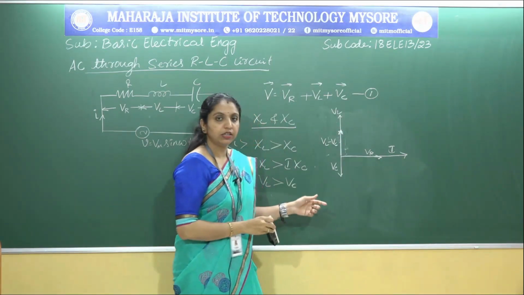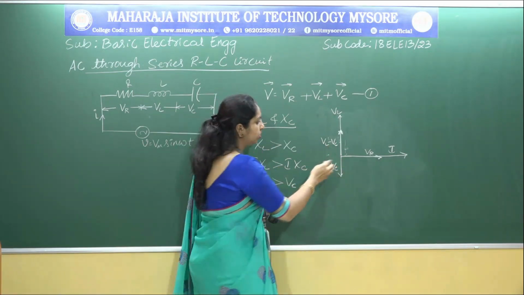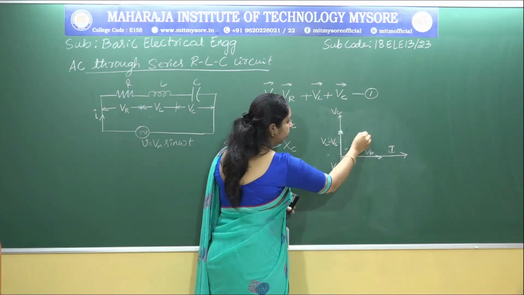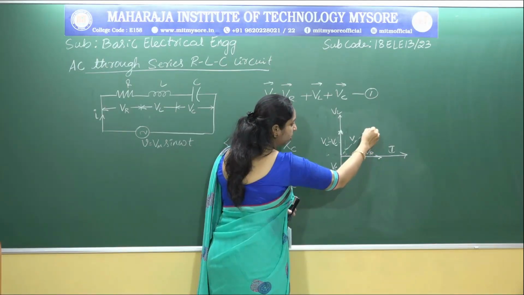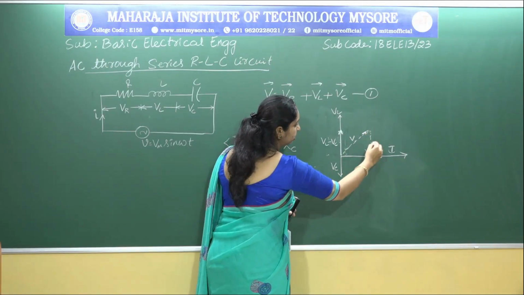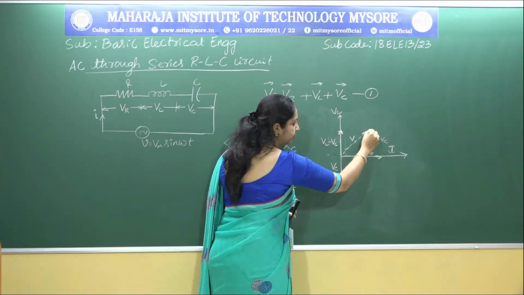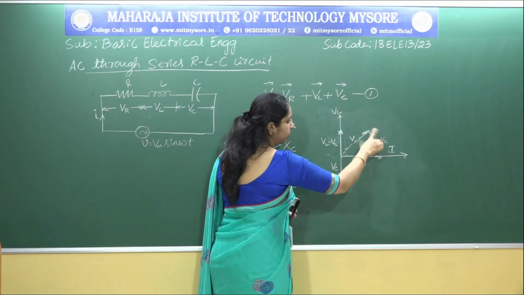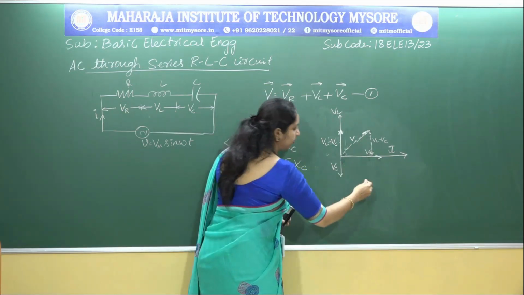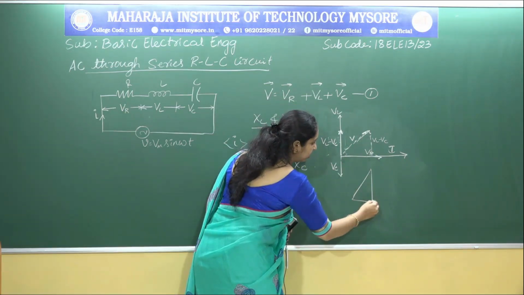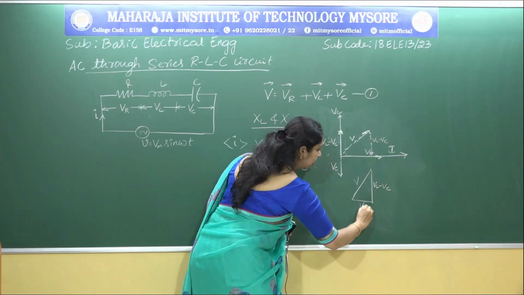Now what is the resultant of VR and VL minus Vc? That resultant is V. So here we are going to have V, and if I just consider this part as VL minus Vc, because this portion and this portion are both the same. So this is VL minus Vc, this is V and this is VR. So we have got the voltage triangle. This portion is VL minus Vc, this is V, and this is VR.